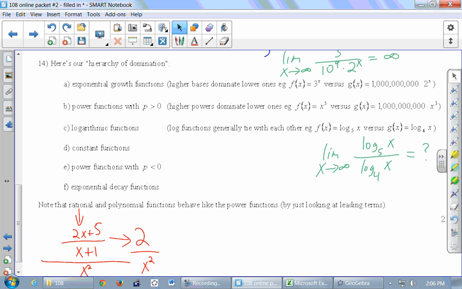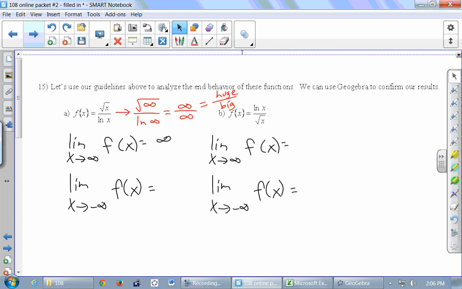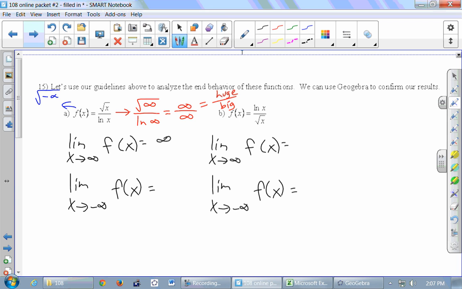Okay, so let's go to the next page again and continue working with part A. So we've already done the end behavior to the right. Let's take a look at the end behavior to the left. As x goes to minus infinity, essentially what I'm being asked to calculate here is the square root of minus infinity divided by ln of minus infinity. Okay, both of these are problematic. Neither one exists, at least not in the real numbers. So this equals nothing. I mean, this just doesn't even exist.